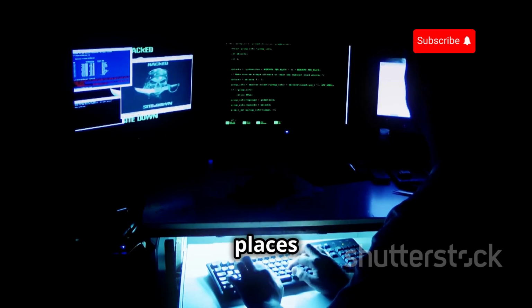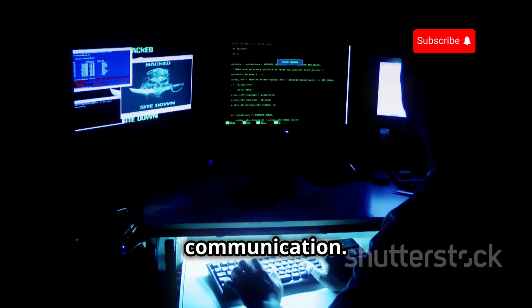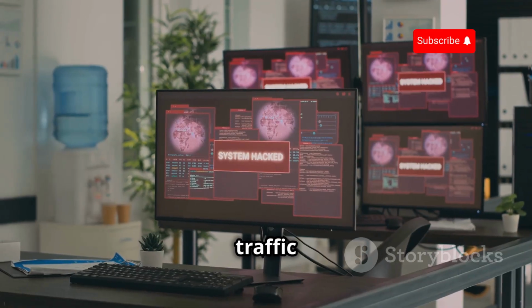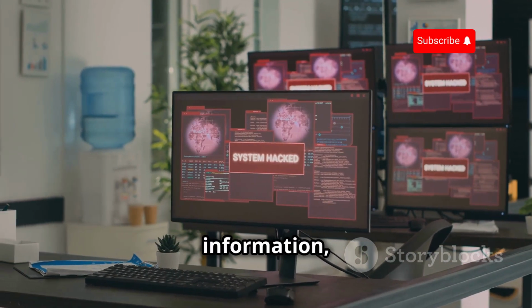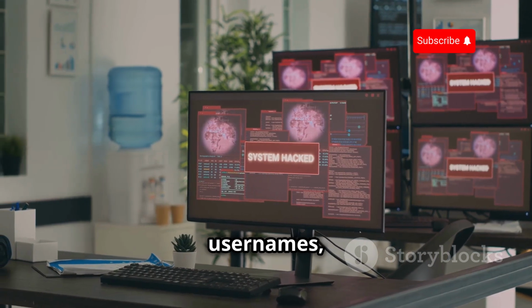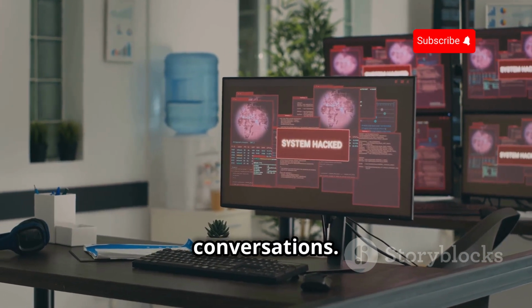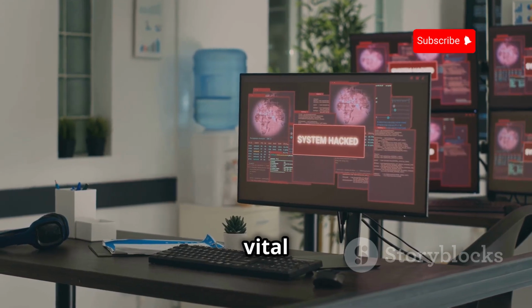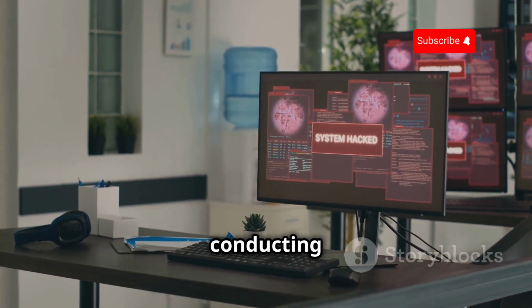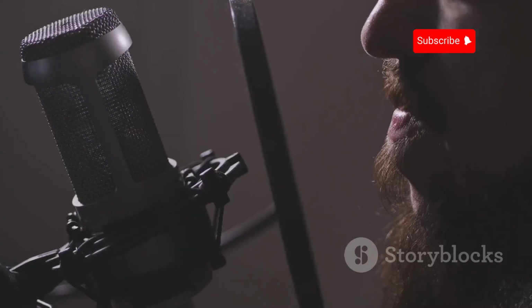This effectively places us in the middle of their communication. This intercepted traffic can contain a wealth of sensitive information, including usernames, passwords, credit card details, and even entire conversations. Understanding this process is vital for both defending against and conducting penetration tests.